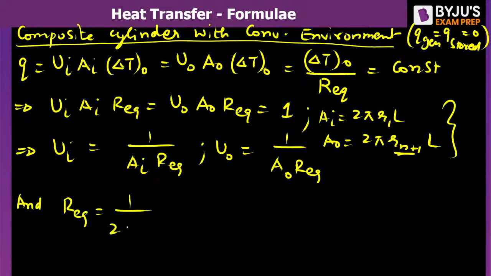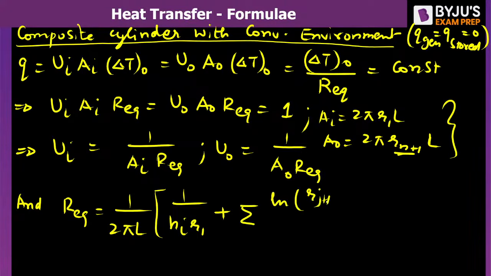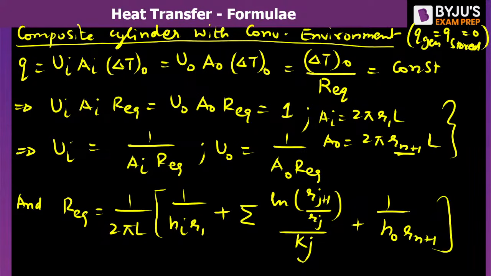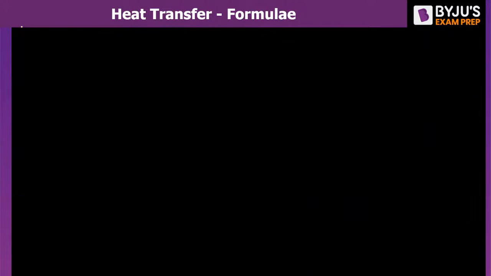R equivalent is equal to 1 upon 2 pi L into [1 upon hi into r1 plus summation of ln of r j plus 1 upon r j divided by kj plus 1 upon h naught into r n plus 1]. This will be the expression for equivalent resistance, right? Similarly, we can write the formula for composite sphere.